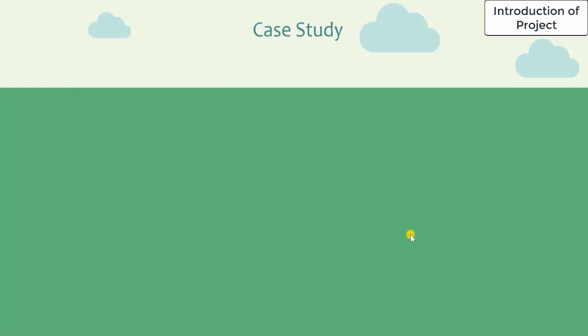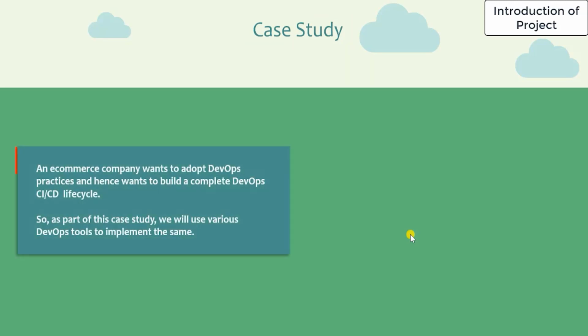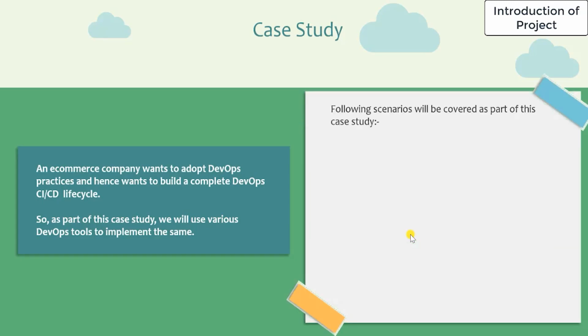That's it. So as part of this project, we are trying to elaborate the concept of DevOps through a case study. There is an e-commerce company that wants to adopt DevOps practices and hence wants to build a complete DevOps CI/CD lifecycle. As part of this case study, we'll use various DevOps tools to implement the same. The following scenarios will be covered as part of this case study. We'll be setting up the source code management. Like I said earlier, we'll be setting up a Git repository using GitHub.